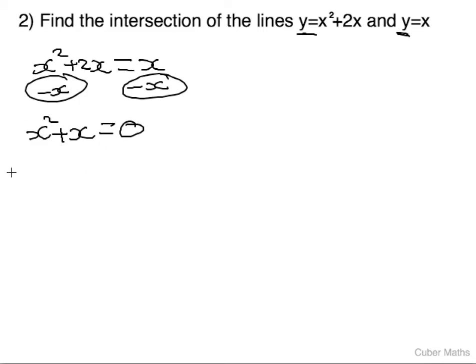Now what we can do is factorise out. And our common factor is x. So if we take x outside our brackets, x squared divided by x is going to give us x, and x divided by x is going to give us plus 1. And that's equal to 0.